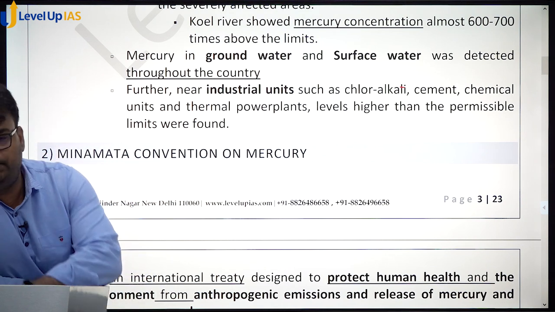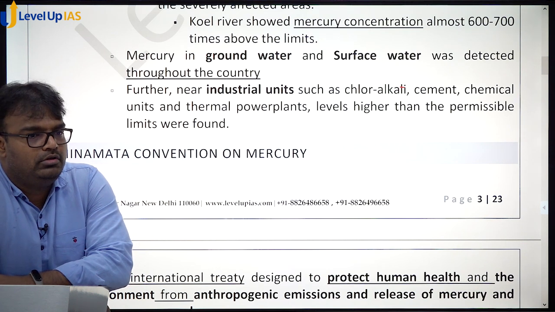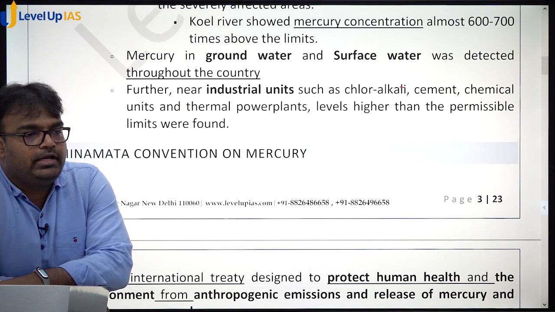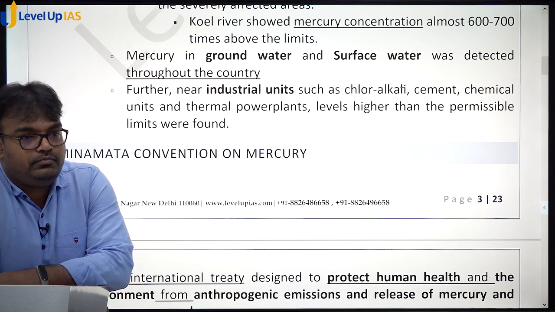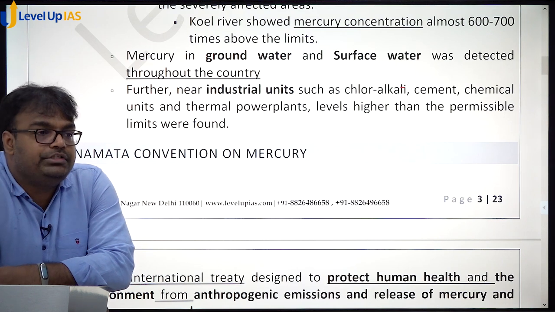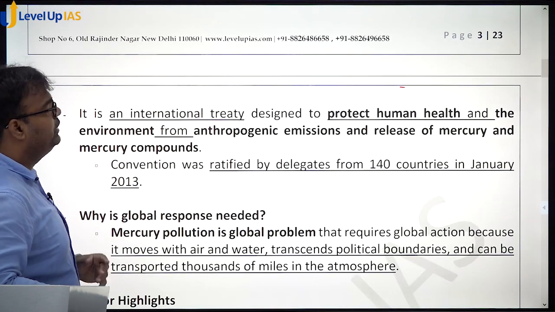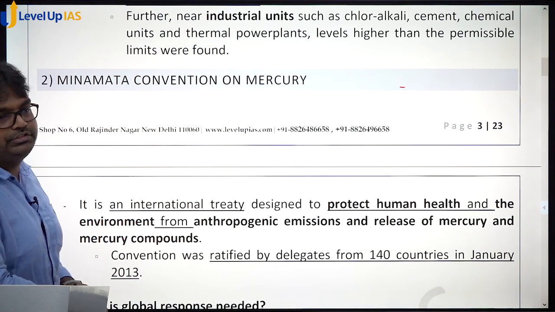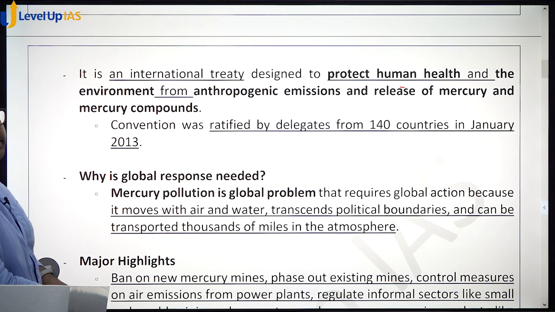Now note that mercury pollution, because of air and because of fish exports and all, will spread throughout the world. So it's not like mercury pollution is there in only one country, and only one country would be affected. So what was the need? There was a need for international cooperation in fighting mercury pollution. And in 2013, the Minamata Convention on mercury was ratified by 140 countries.